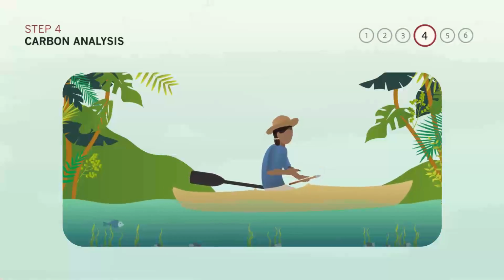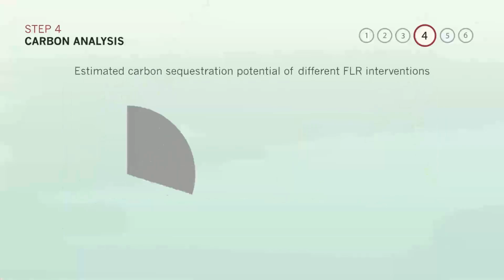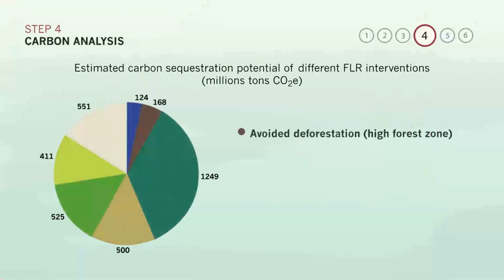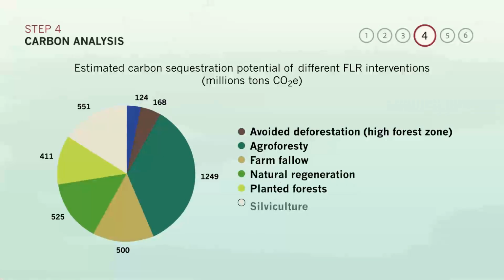The Intergovernmental Panel on Climate Change offers several methods for calculating the sequestration potential from land use changes. Once you've calculated the mitigation potential of each restoration activity, you can use that data to inform policy decisions on land use change. This chart shows the carbon sequestration potential of various restoration interventions in Western Africa.